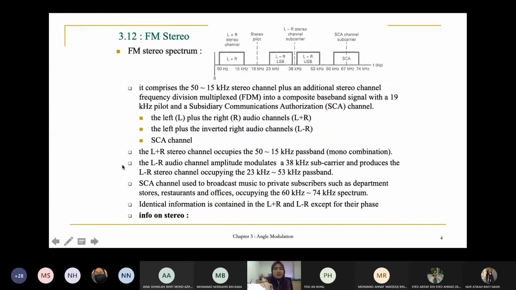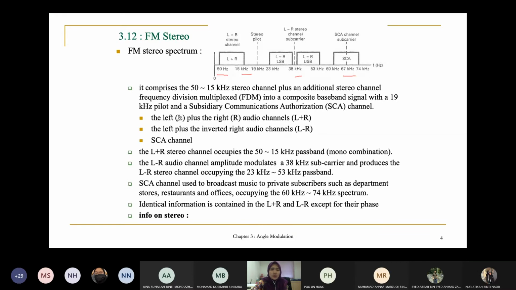So now let's look at the stereophonic transmission, or the FM stereo spectrum. This is the FM stereo spectrum. You can see that it comprises the 50 to 15 kilohertz stereo channel, plus an additional stereo channel, frequency division multiplex (FDM), and also the SCA channel.